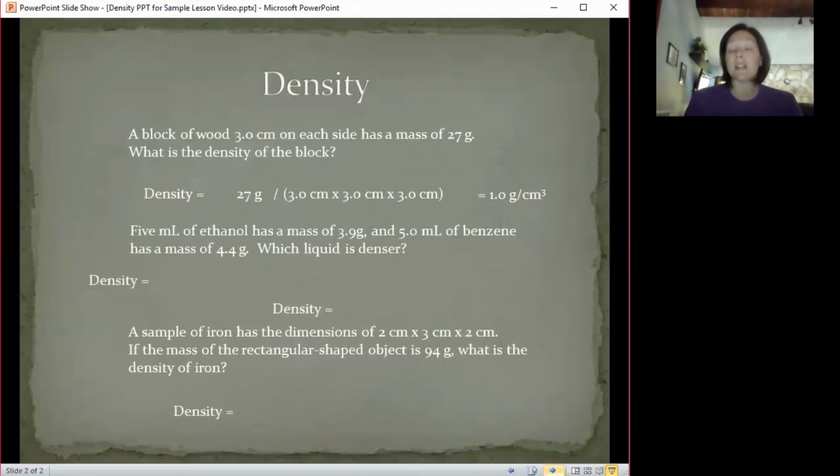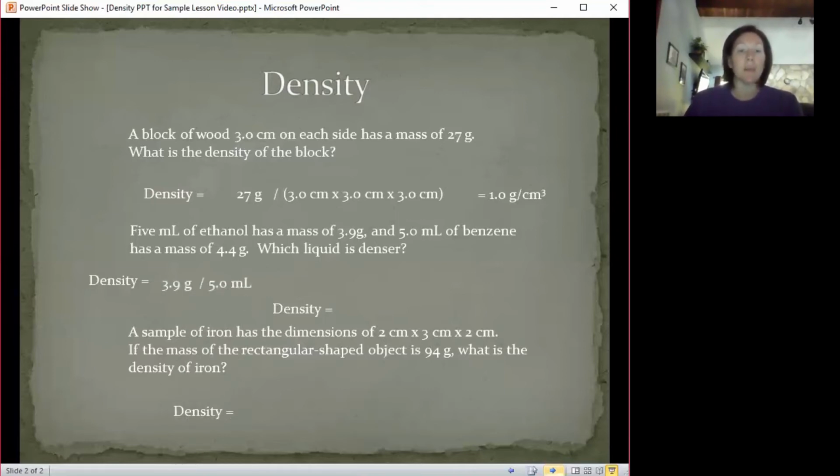Now you'll notice that the mass in this situation is grams and the volume is centimeters cubed because we took the length in centimeters, we cubed it to find the volume in that situation. Here's another one. 5 milliliters of ethanol has a mass of 3.9 grams. And 5 milliliters of benzene has a mass of 4.4 grams. So in this case, it's asking which liquid is denser. So we would have to find the density of both of these liquids to then be able to compare them.